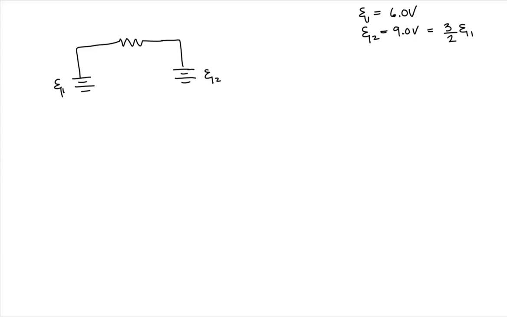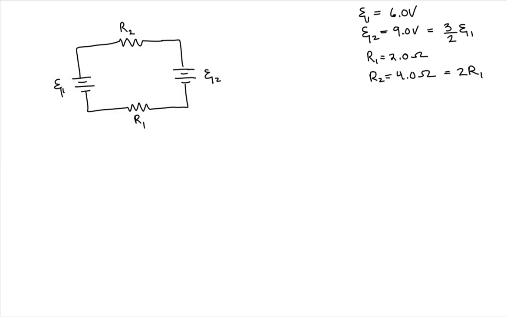The negative terminal of battery 2 is attached to a 2-ohm resistor. We will call the 2-ohm resistor R1. R1 has a value of 2.0 ohms, and we'll call the 4-ohm resistor R2, where R2 has a value of 4.0 ohms, which happens to be twice the resistance of resistor 1.